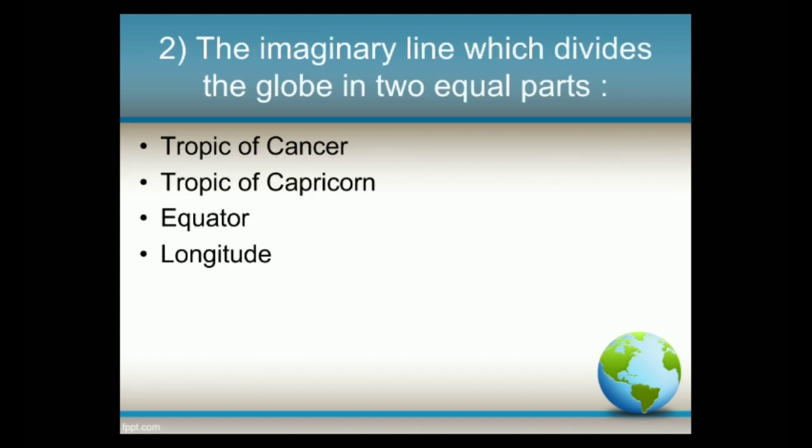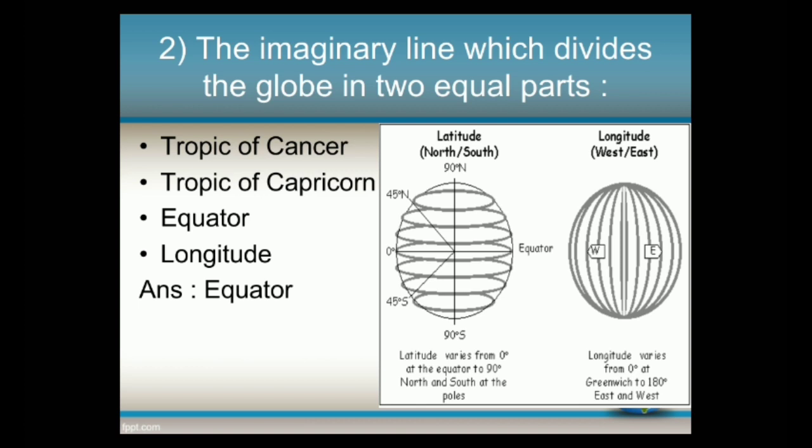Next, the imaginary line which divides the globe into two equal parts. Options: Tropic of Cancer, Tropic of Capricorn, equator, longitude. And the answer is equator. Here you can see the image that the equator divides the globe into two equal halves, northern hemisphere and southern hemisphere. And all these parallel circles from the equator up to the poles are called parallels of latitude.